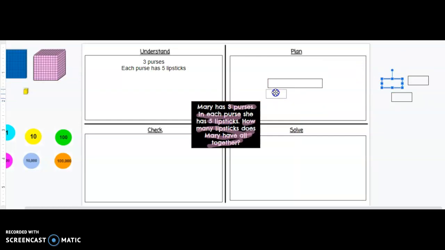This is going to be my total right here, okay? And then these boxes are going to represent my 3 purses. You may have to adjust it a little bit, and that's okay. Okay, so this is my total. How many lipsticks does she have all together? I don't know my all together. So this is the lipsticks all together. That's what you're trying to find out, okay?